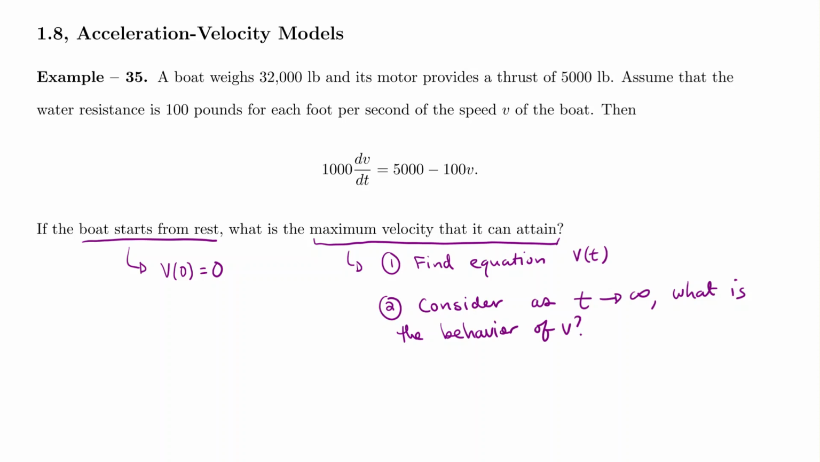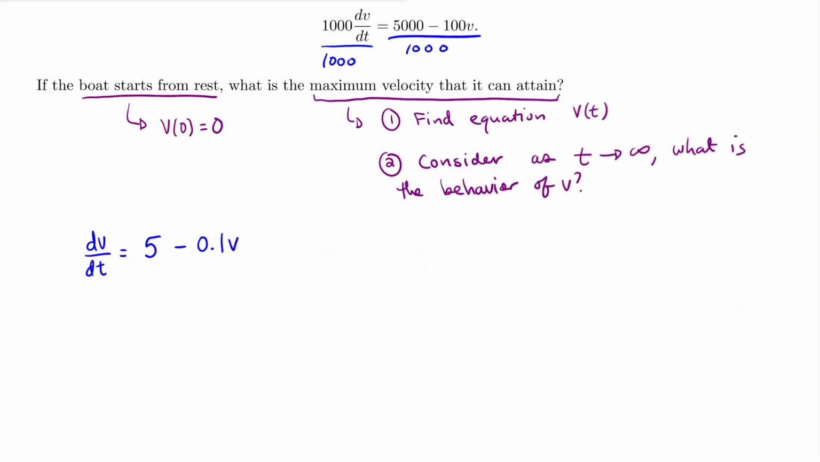So I think the first thing that we'll want to do is divide both sides by 1,000 to simplify our expression. And we'll get dv/dt equals 0.5 minus, and really quick, I thought this was 500, not 5,000. 5,000 divided by 1,000 should give me 5, minus 0.1v. Now this is a nice separable differential equation. If I divide both sides by what's on the right side of the equation, I'm going to get something that I know how to integrate.